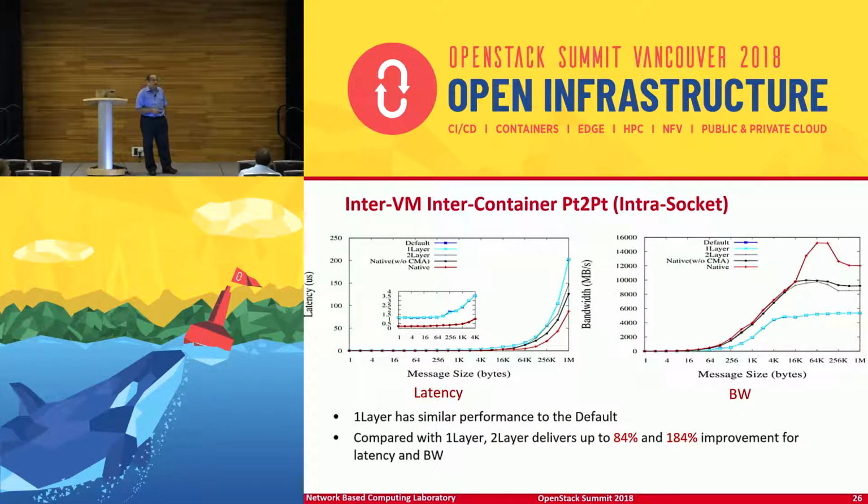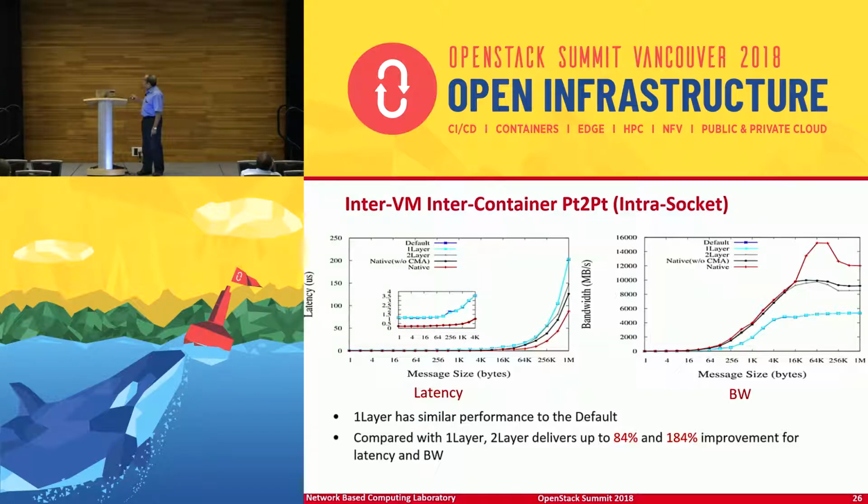Now if you take a look at the performance, here it shows the latency and the bandwidth. Lower is better here, and higher is better on the right hand side. This is intra-socket. It is a little bit of a dense graph, but the default is the blue line, just out of the box. If you take our MVAPICH2 stack and run it, it may not give you the best performance. The 1-layer design does not do well, but the 2-layer, which is our design, delivers around 84% benefit in message latency compared to the 1-layer.